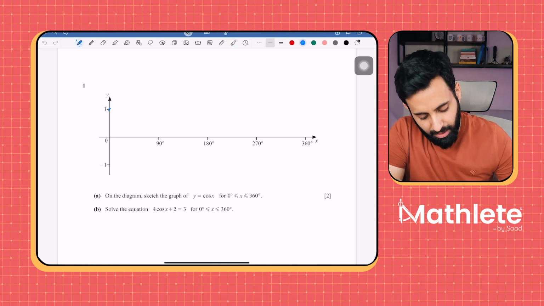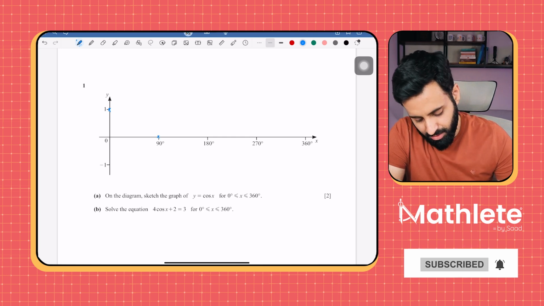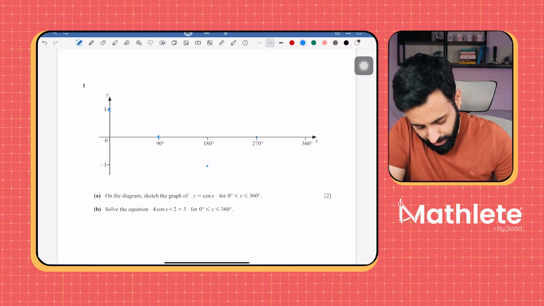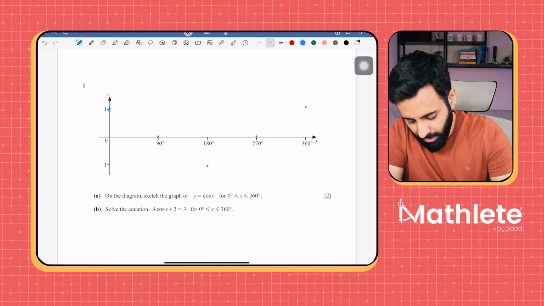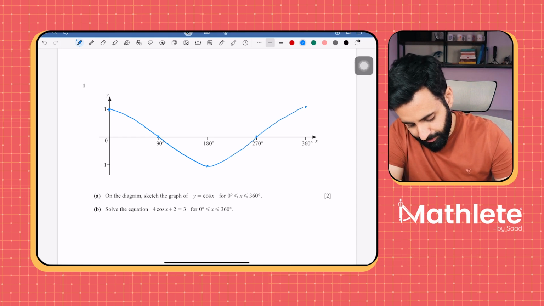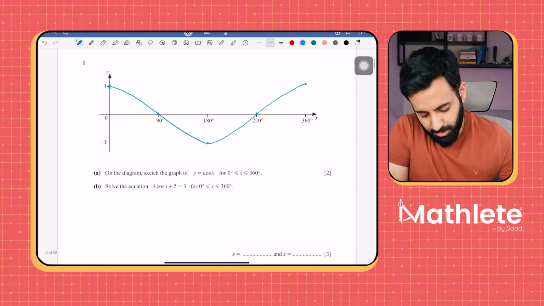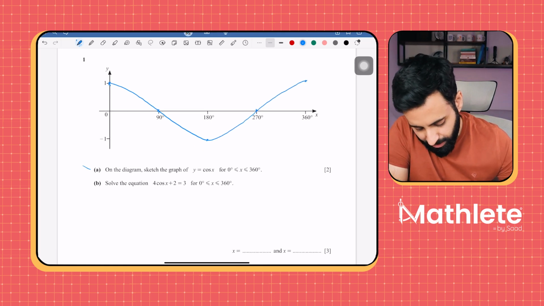So you can see that when x is 0, cos is 1. At 90, it's 0. At 180, it's minus 1. At 270, it's 0. And at 360, it's equal to 1. So that means this is what the graph of cos x looks like. And that's it. You get two free marks, honestly, the two easiest marks. Now, that's the answer to the first part.